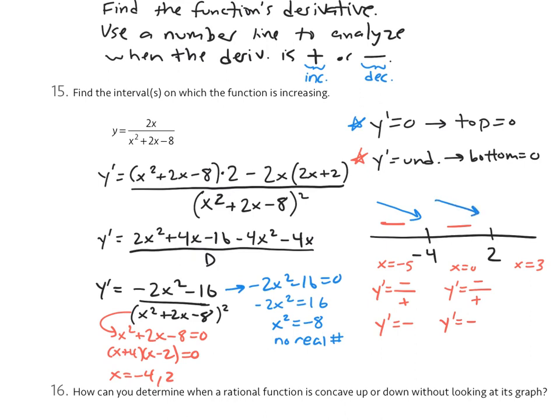Lastly, let x equal 3. When you let x equal 3, you're going to get a negative number on the top, and on the bottom you'll get a positive number, which tells us that y prime is negative, and so this region is also decreasing. Now we have 3 decreasing intervals. That means there are no intervals on which the function is increasing.